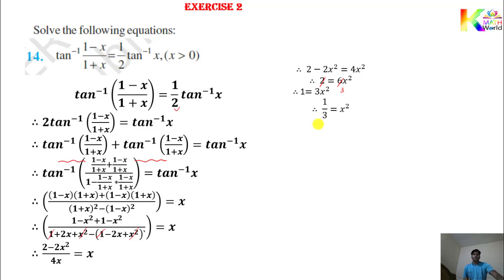X square, that is 1 by 3, it means you got x plus or minus 1 by root 3. But here you can see, here the condition is that x is positive only, so you cannot consider negative value. So you got only positive root, so no need to consider negative value. So that's why what is your answer? X equals to 1 by root 3 as x is positive. Okay, so this is your answer.